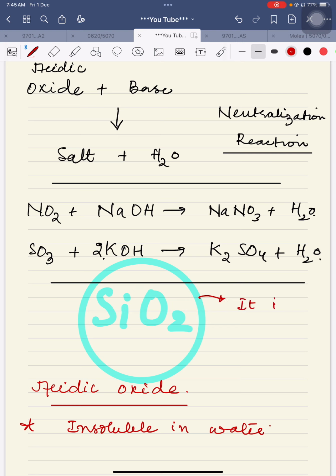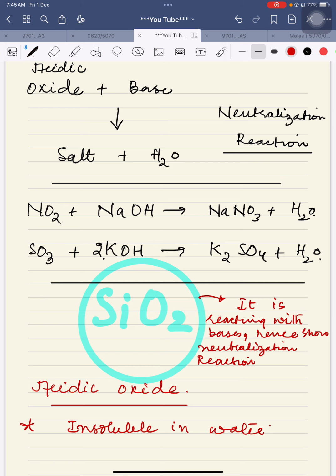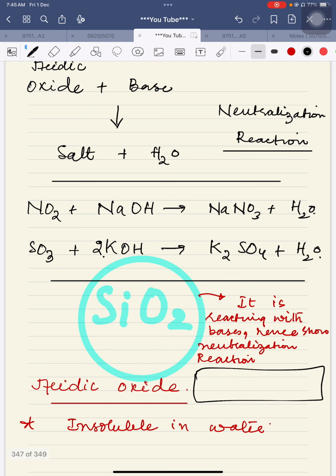It reacts with bases, hence it shows a neutralization reaction. Okay, so for example, what is the reaction here? SiO2 reacts with CaO, you may say, and it makes calcium silicate, CaSiO3. Okay, calcium silicate. This is a famous reaction. Where will we study this?